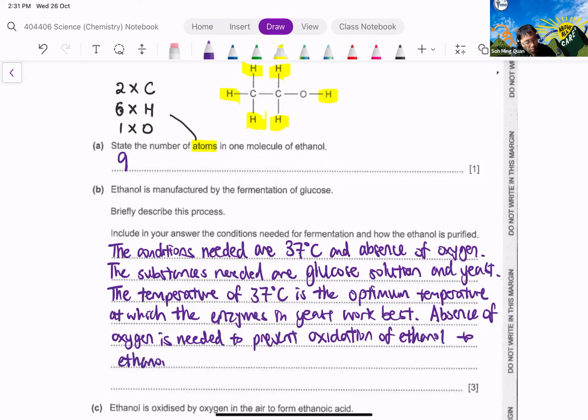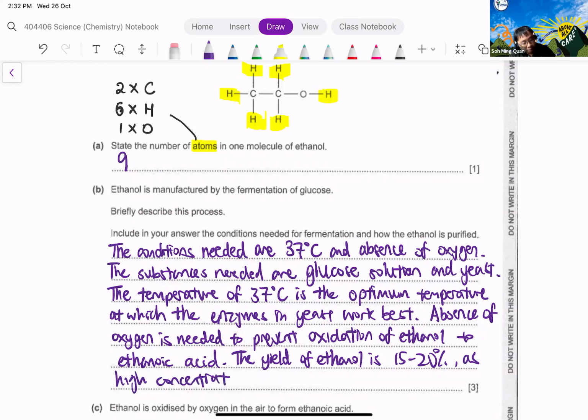Okay, now I would say that this is probably enough for the answer for this question. Number one, because only 3 marks. Number two, you only need to briefly describe. But if you want to talk about how much ethanol you get, you can also go on. If you remember, the yield of ethanol is about 15 to 20% as high concentrations of ethanol would kill the yeast.